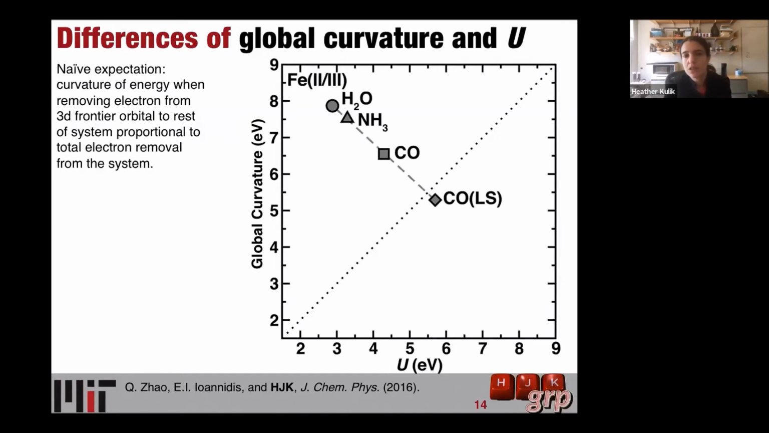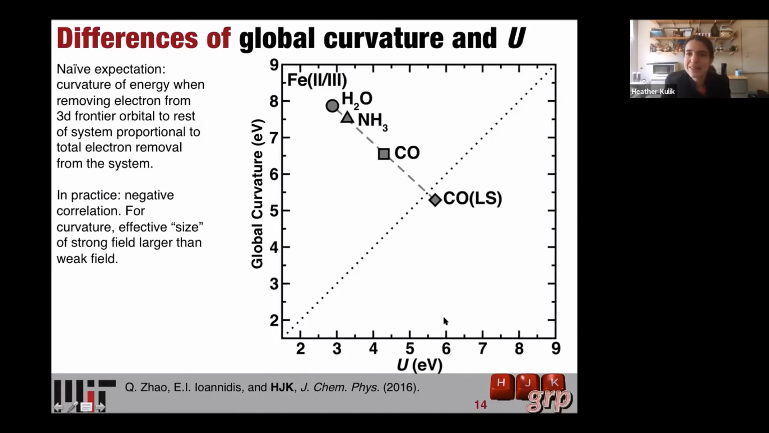And this is what we saw. On the left here, global curvature is the Stein-Kronik expression. It's based on the deviation from piecewise linearity. And this is the linear response Hubbard U on the x-axis. And you can see they have the opposite of a positive correlation. They have a very strong negative correlation with a slope close to -1. We showed in this paper that all sorts of materials have this relationship.